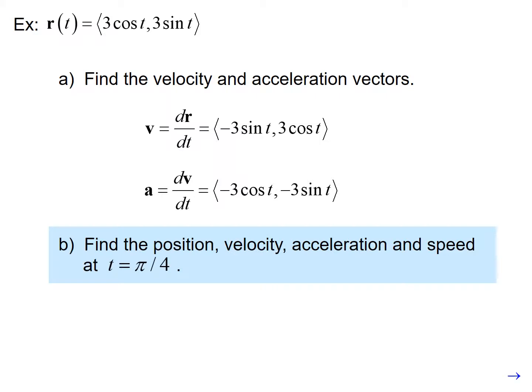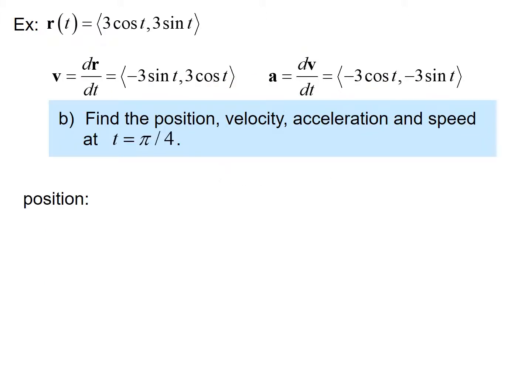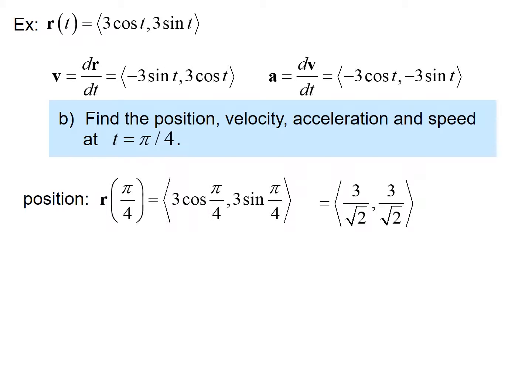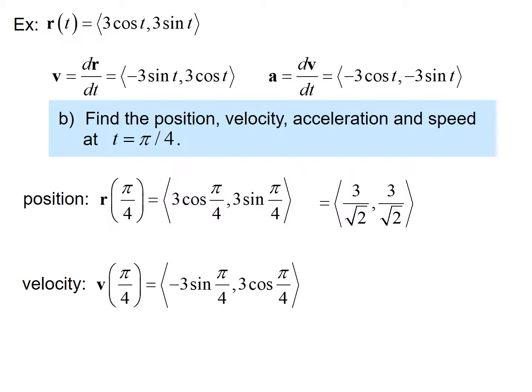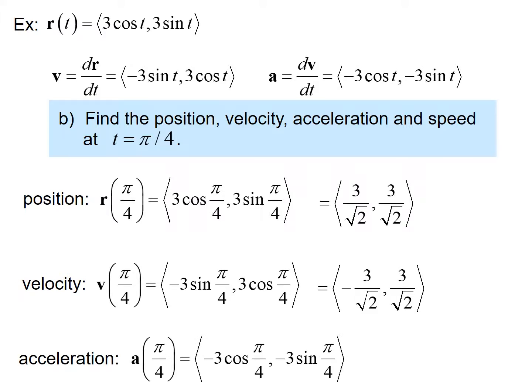And now we want to find position, velocity, acceleration, and speed at the time t equals pi over 4. So position, using the original equation, plug in pi over 4 for t, and we find that the position vector gives us 3 over root 2, 3 over root 2. To find the velocity vector, plug pi over 4 into the velocity vector function, and simplify. And to find acceleration, plug pi over 4 into the acceleration vector.